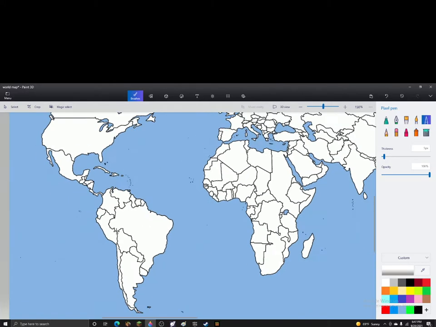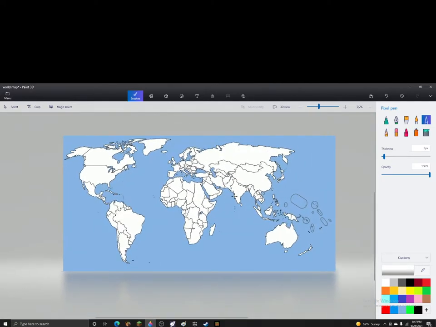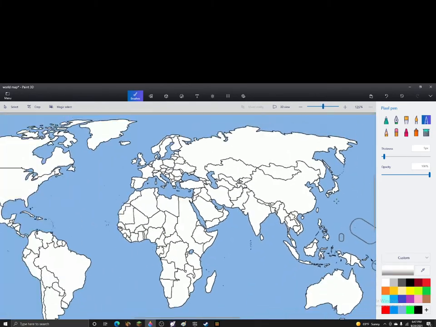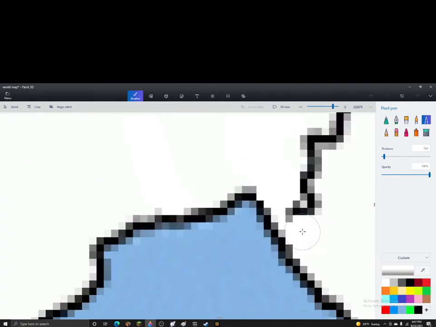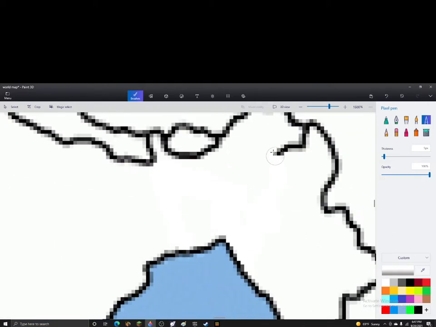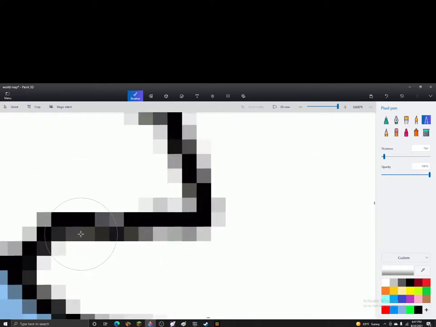And the British Empire had all of these lands right here, plus a lot more, which I will draw in now. But they did have quite a bit of land. Even in Asia, they had a lot of land. Look at all this.